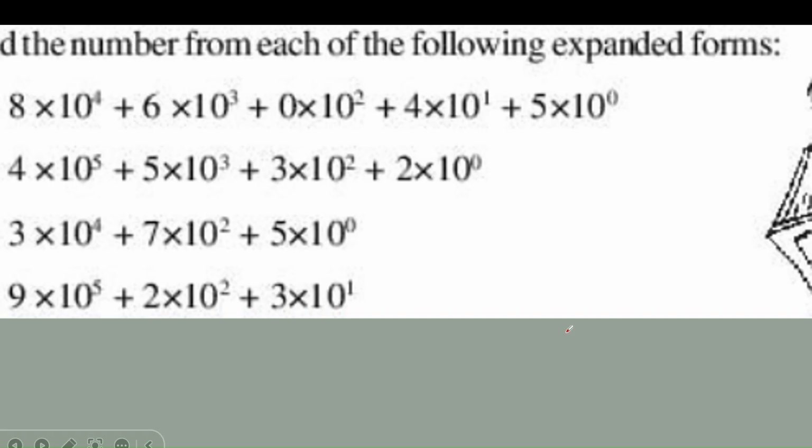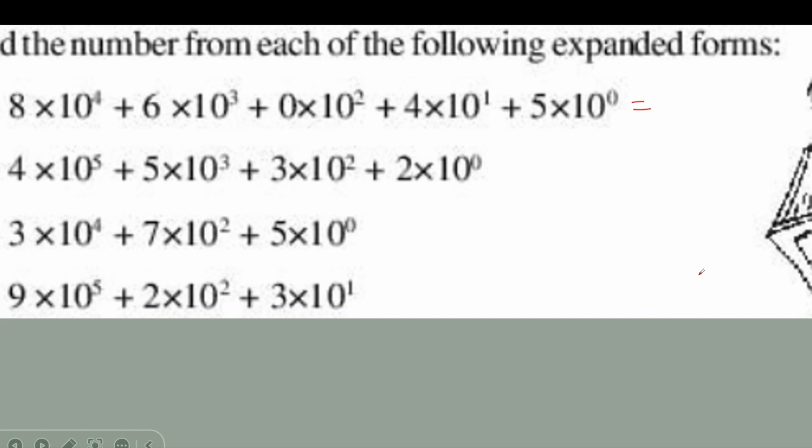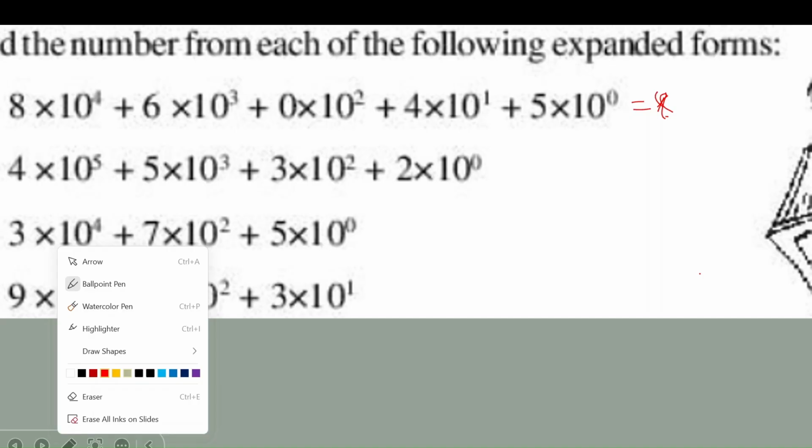Now this is expanded form, and we are doing the reverse of what we have done earlier. So what will be the first number? See that you have got 8 places. I'll just rewrite this.